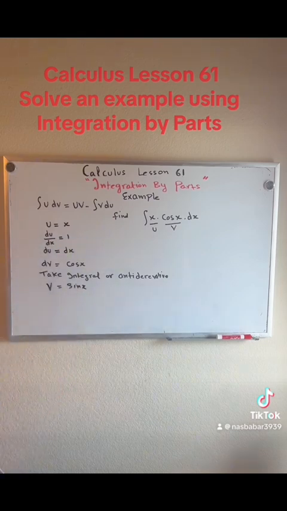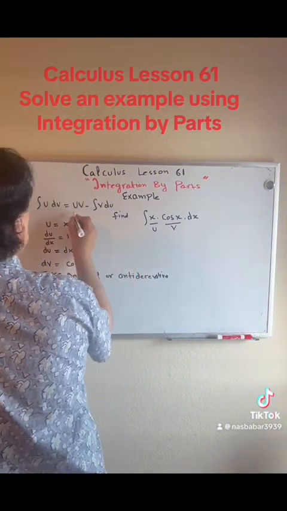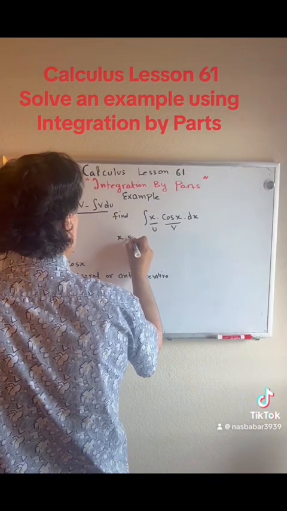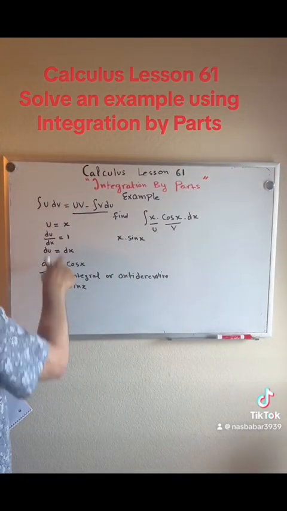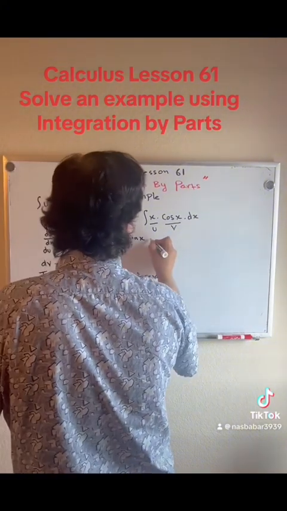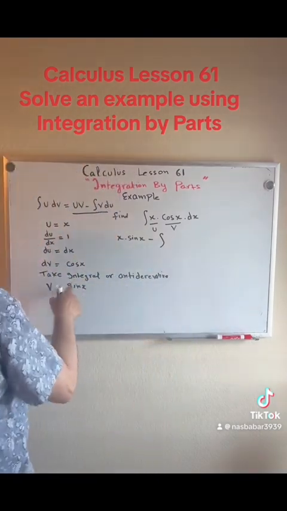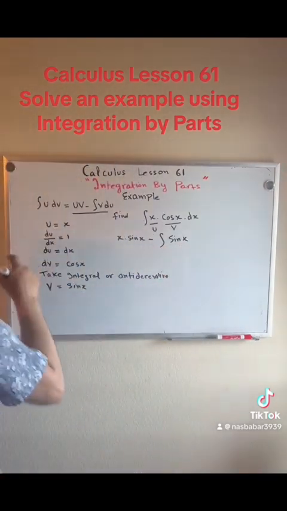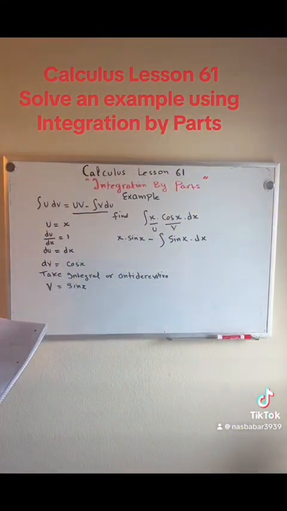Now we can go ahead and use this formula right here. Using this formula, I can say x times sine of x, uv, where u is x and v is sine of x, and then minus the integral of, what is v? Sine x. What is du? dx. So this is what we get.